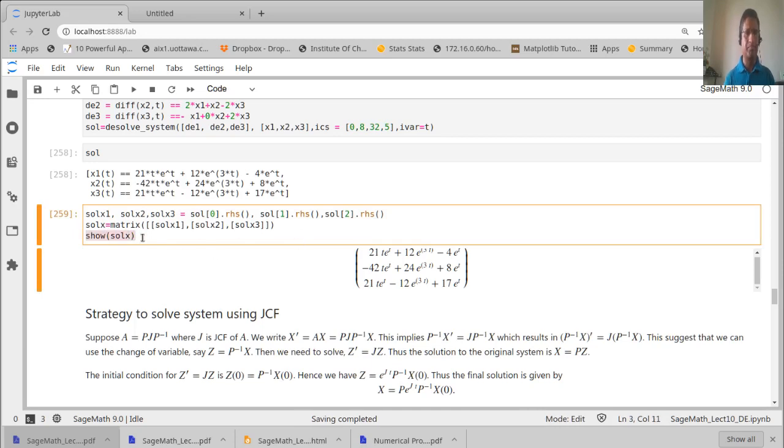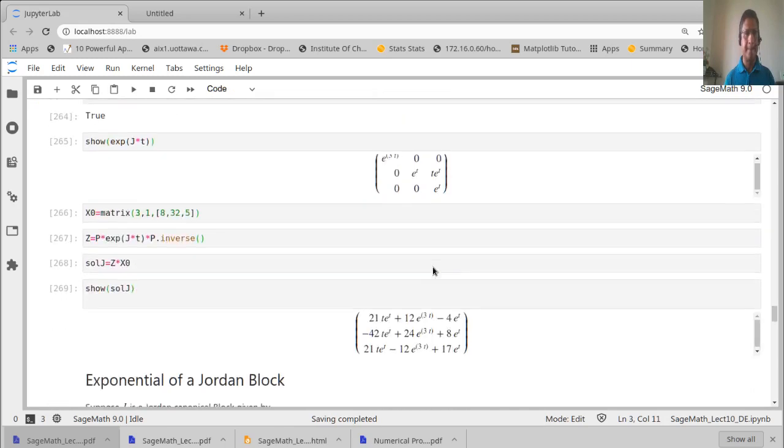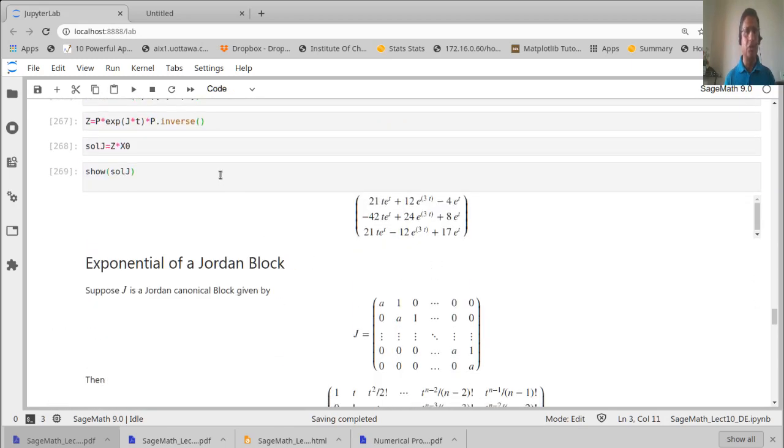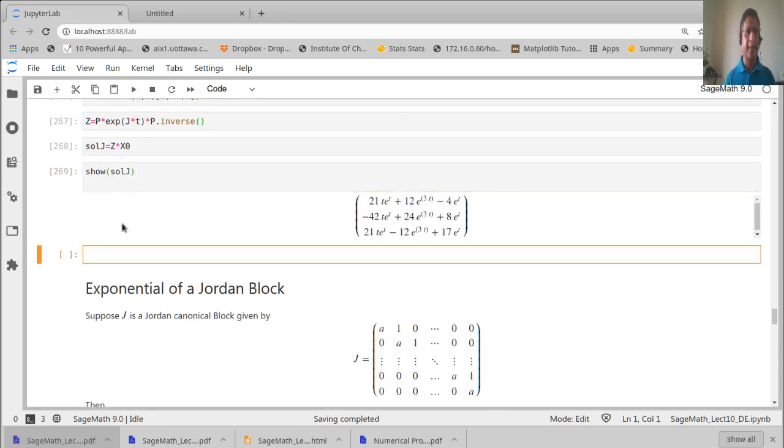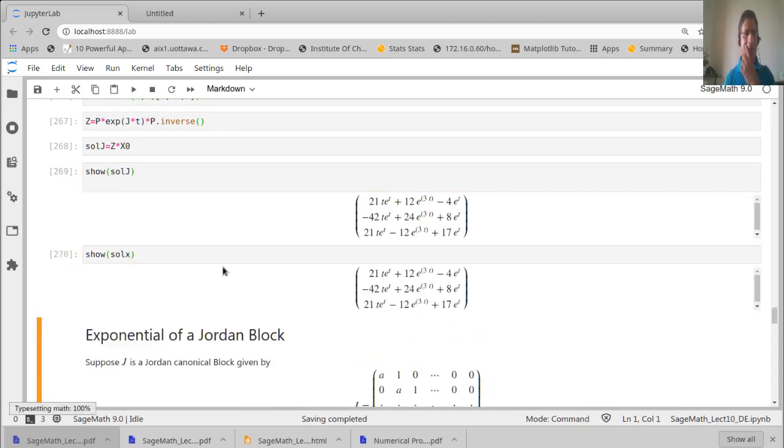Yeah, so that one I called solution X. Let me print this, so you can see here both these things are matching. So this is how you can solve a system of linear ordinary differential equations of order 1 using Jordan canonical form. But in case you have a higher order, you can always convert it into a system of first order.